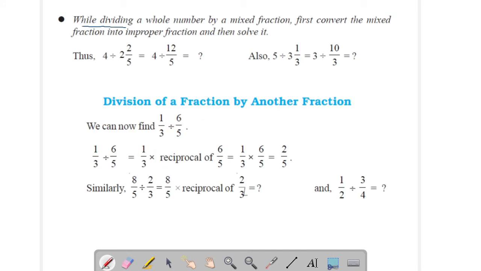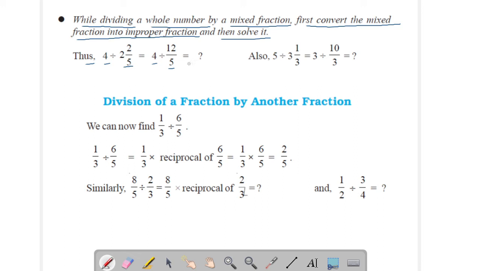While dividing a whole number by a mixed fraction, first convert the mixed fraction into an improper fraction and then solve it. Thus, 4 divided by 2 and 2 upon 5. Convert this mixed fraction into an improper fraction: 2 fives are 10, 10 plus 2 is 12, so 12 upon 5. This can be written as 4 divided by 12 upon 5.